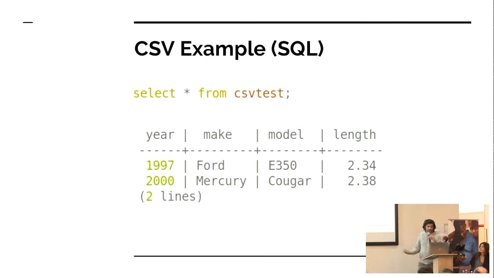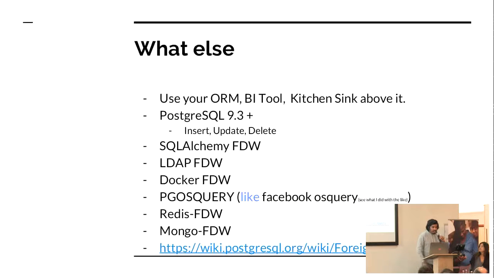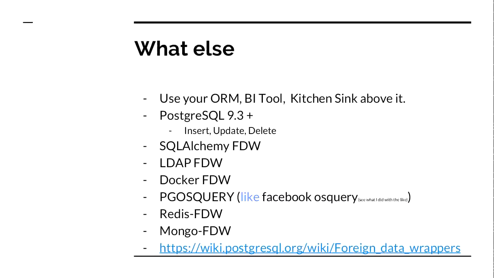And then you can just do a select star from your CSV, from your foreign table, and you can get your data in your Excel form. So, as you can see, the total lines of Python go to about 4 lines, and your SQL is about 3 statements, really. So what else? You can put your ORM on top of it, you can put your BI tool, you can put your kitchen sink above it, you can do one of those, right?